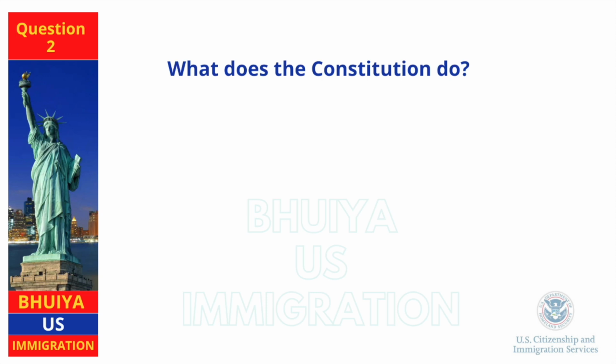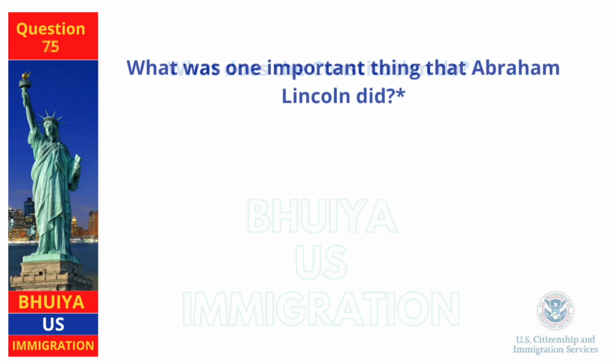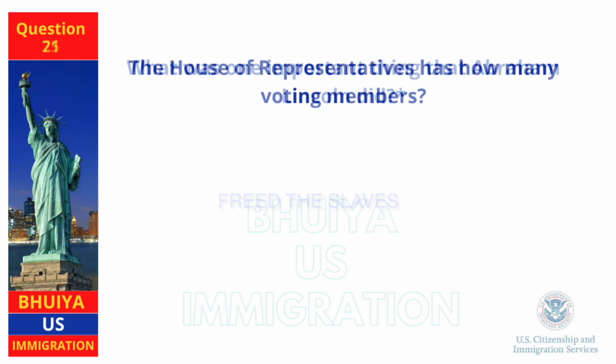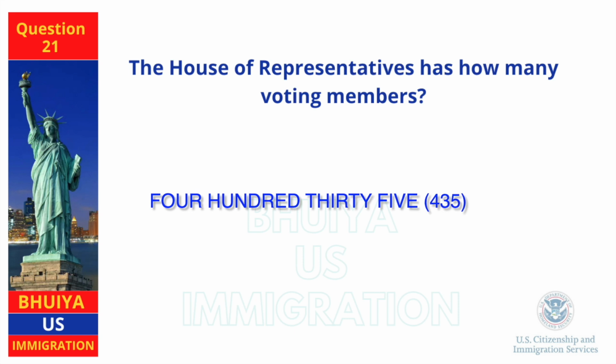What does the Constitution do? Sets up the government. What was one important thing that Abraham Lincoln did? Freed the slaves. The House of Representatives has how many voting members? 435.